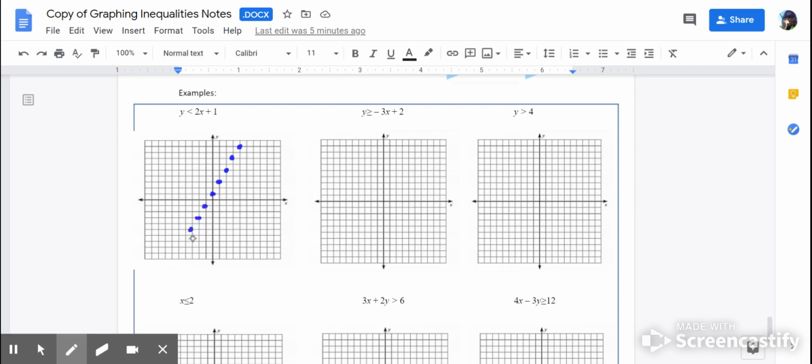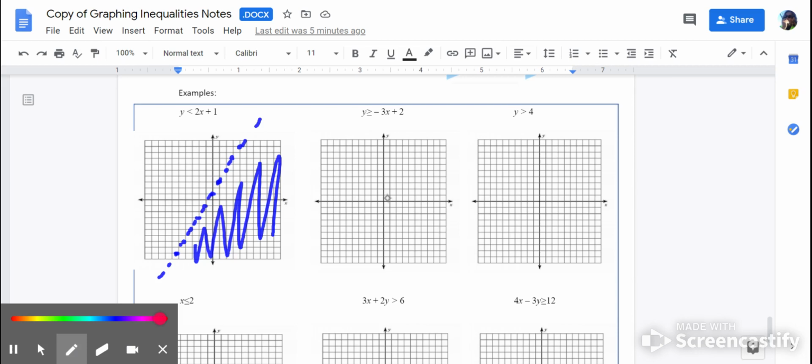And once we get our points plotted, then we have to decide, is it a dotted line or a solid line? In this case, notice it's just less than, so it's going to be a dotted line. And then because less than, we shade below. We want to use the test method. Is it true that 0 is less than 1? Yes, it is, so I shade the side with 0.